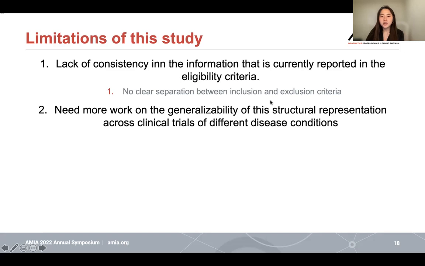Another limitation of the study was that the study only looked at prostatic neoplasm trials. Although the results from the study showed high relevance to the results of another study that analyzed a much larger number of trials across different disease conditions, additional work on the generalizability of the structural representation in other clinical trials is needed. The file that came back with an error and could not be included in this study's analysis was later analyzed as well, which makes the sample size twice as large as this study. And the results were very similar.